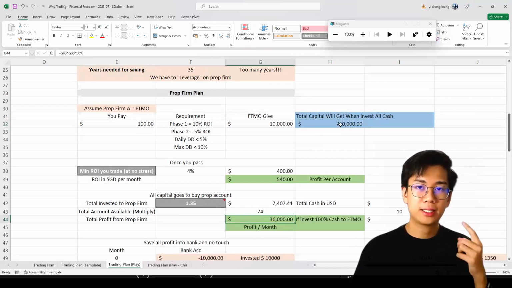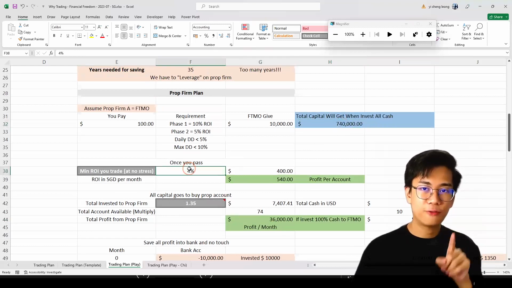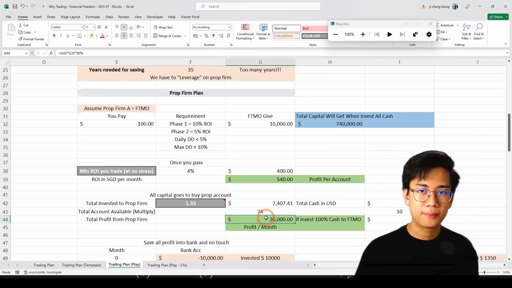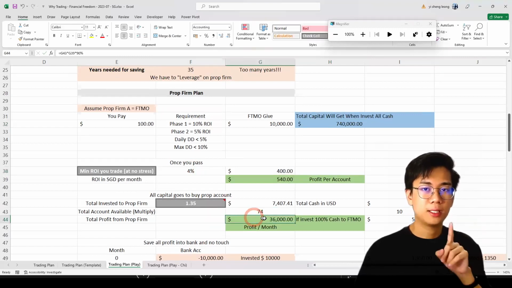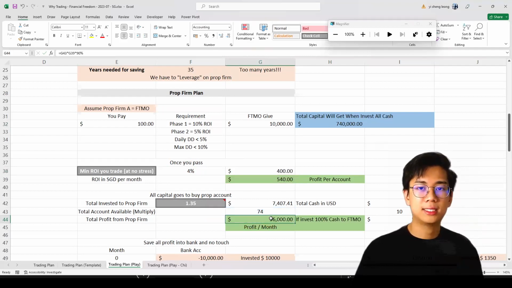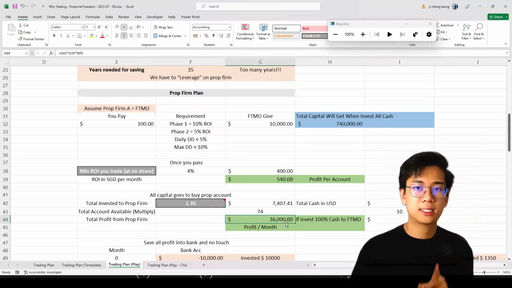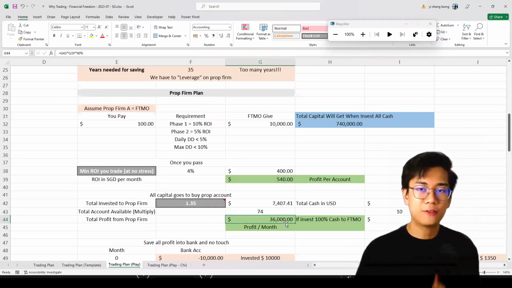Just 4% of it, you will get this amount. You can take a calculator. This times 4% is this amount. And of course, there's a profit sharing of 90%, which I have already priced in for you guys. Now, just put it like this first. This is in Sing dollar, 36,000 Sing dollar, if you're 100% all in into the prop firm investor.